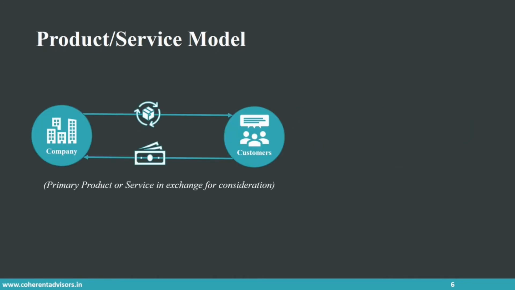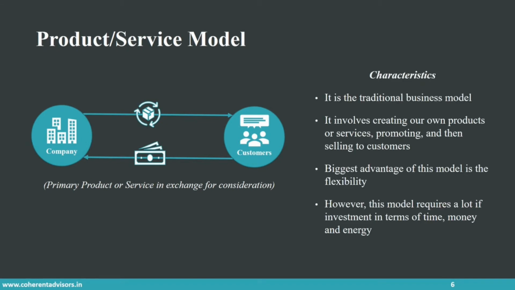As we can see from the diagram, there is a company which sells its products to the customers and customers pay money for it. So what are the characteristics? It is a very traditional business model, as we all know what a business does. It involves a company creating its own products, promoting and selling to customers. The biggest advantage being that a company can decide what products it intends to offer.